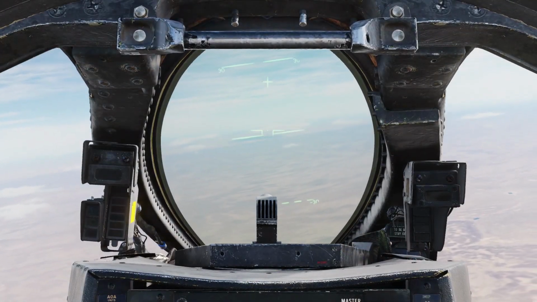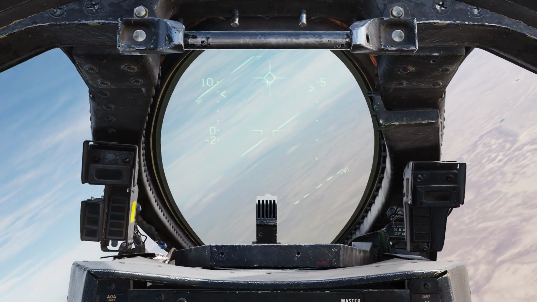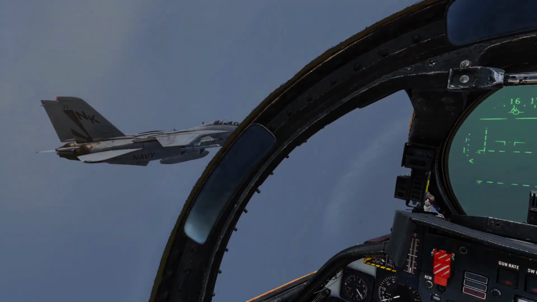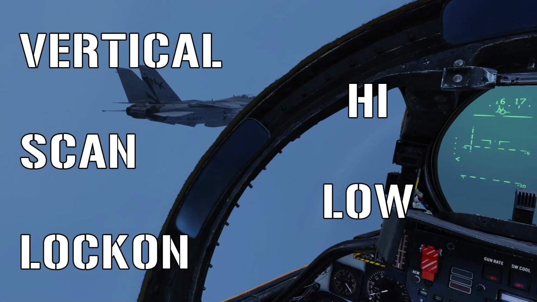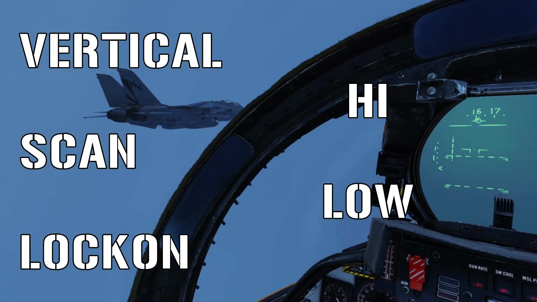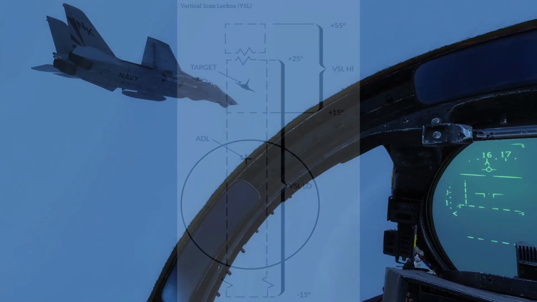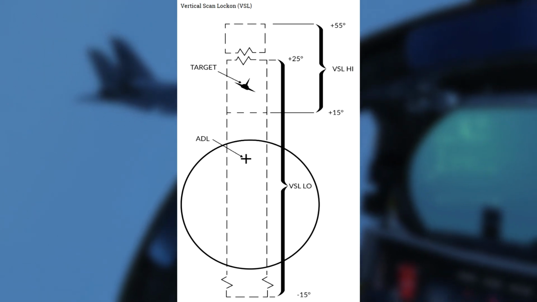This acquisition mode is extremely useful for when you have visual contact with the target and it's not maneuvering very much, making this kind of lock easy to acquire. The next 2 modes are the same except for where they scan. These are the vertical scan lock-on high and low, or VSL high and VSL low. They are both automatic scans like PAL, except they scan a very narrow slice of the sky, and both have a max range of about 5 nautical miles.